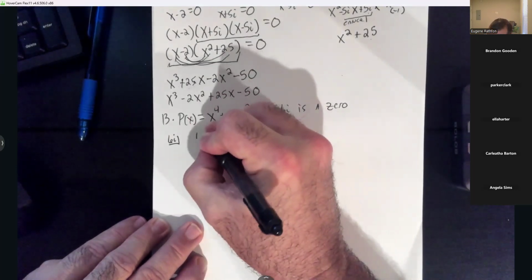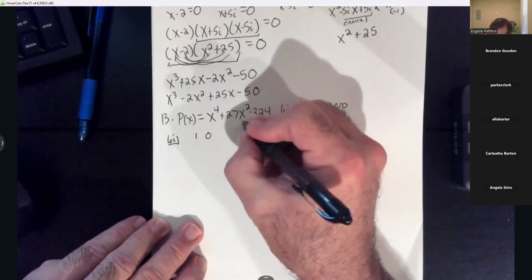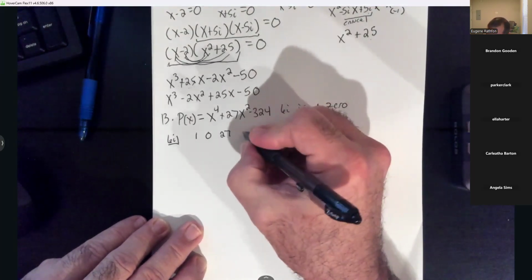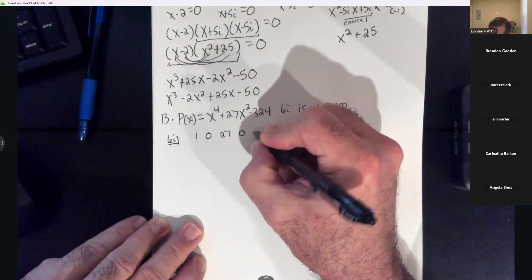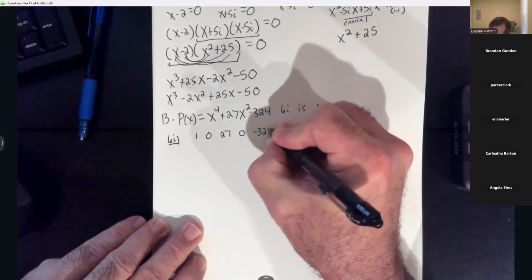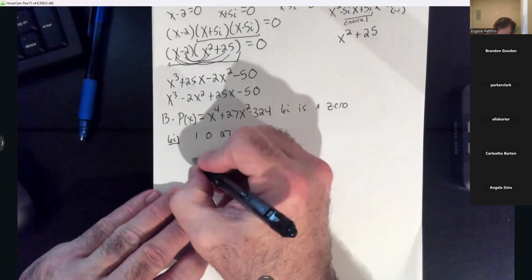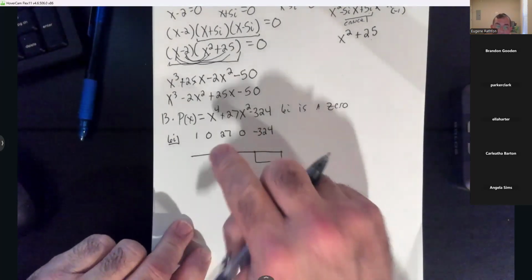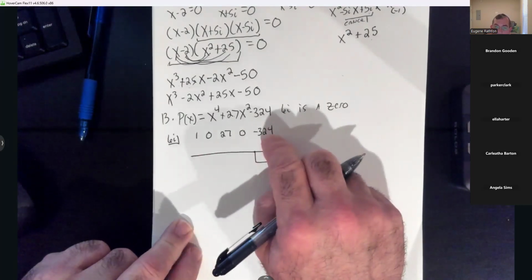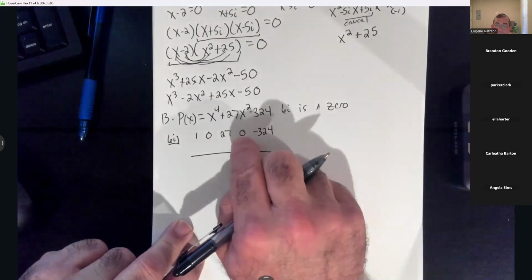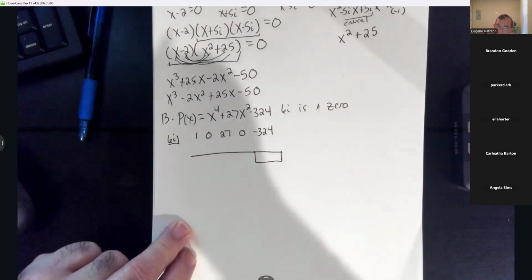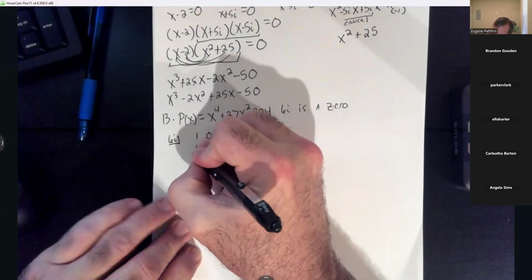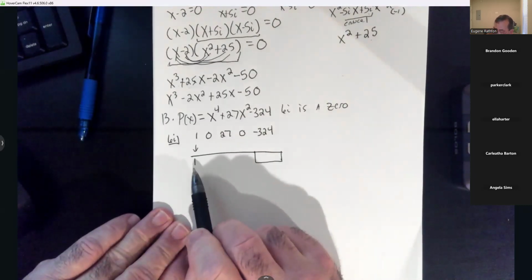0x cubed, a 27 for the x squared, 0 x's, and then your constant term or your number is a negative 324. Y'all, on this problem, you're going to need 5 numbers starting. So that means y'all will be using 2 zeros just like me, okay? All righty. Synthetic division, bring the 1 down.